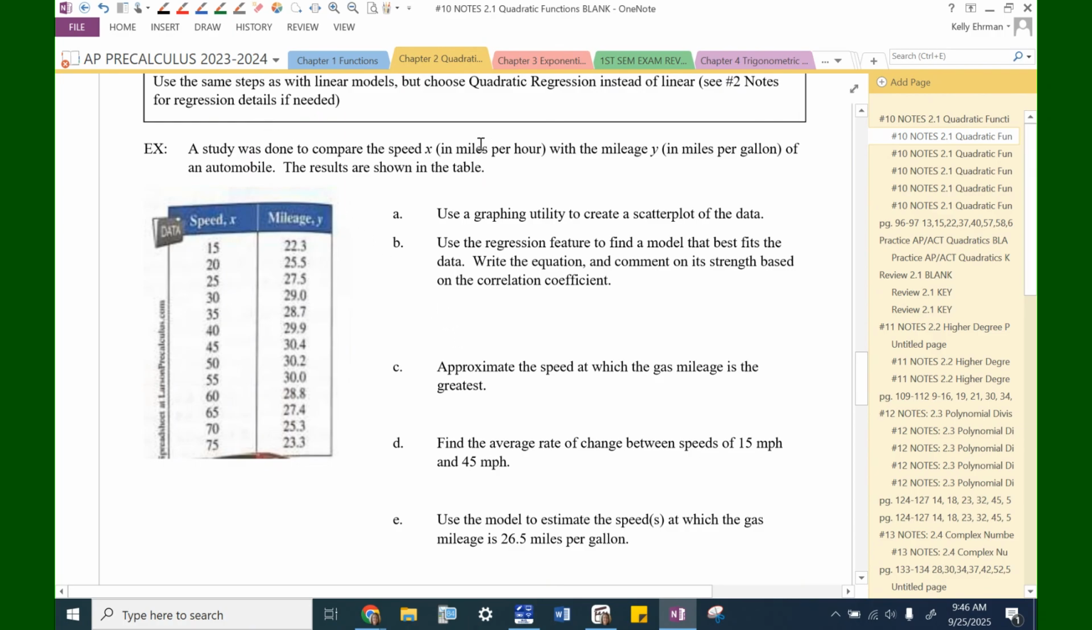So a study was done to compare the speed x in miles per hour with the mileage y in miles per gallon of an automobile. The results are shown in the table. Part A, use a graphing utility to create a scatter plot of the data. So let's use Desmos for this.